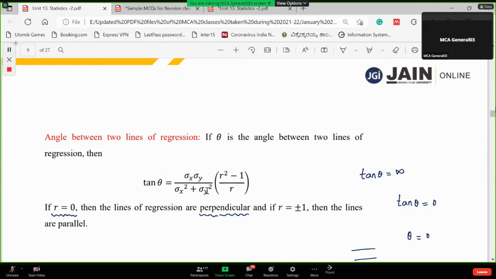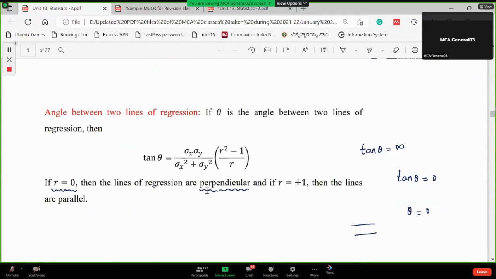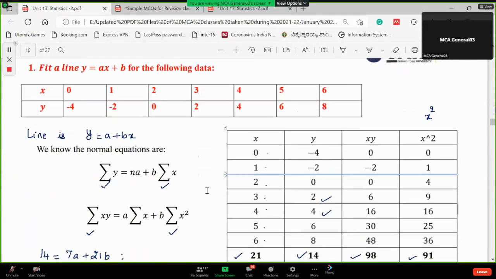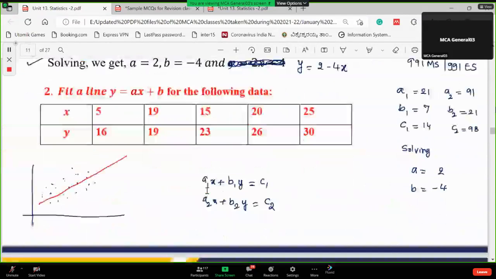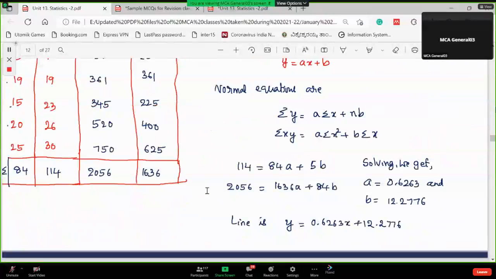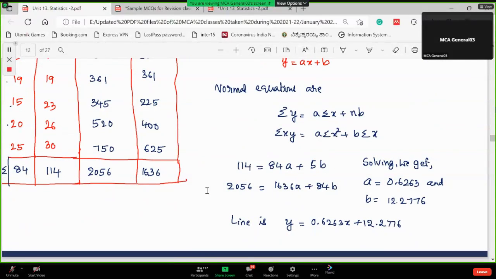Regression, there is a formula. There are 2 lines of regression: a line of regression of y on x, and a line of regression of x on y. Please memorize this formula. And these problems cannot be given. They don't give you any problems on this. Please practice whatever is done in the regular classes. That should be sufficient.